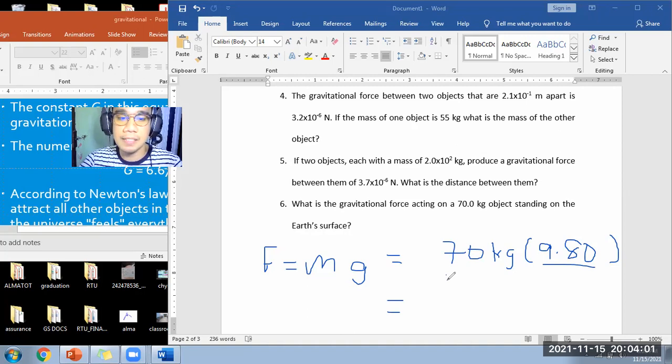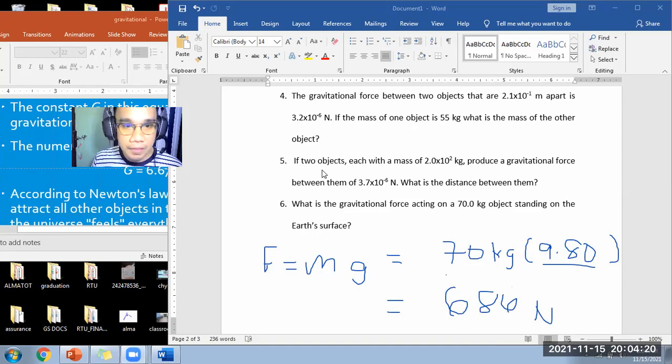So yung gravity natin, di ba, is 9.8. So 70 times 9.8. So, magiging 686 Newton. Ayun, 686 Newton. So, ganun lang yan po. Okay.